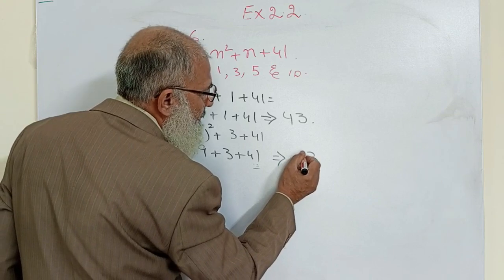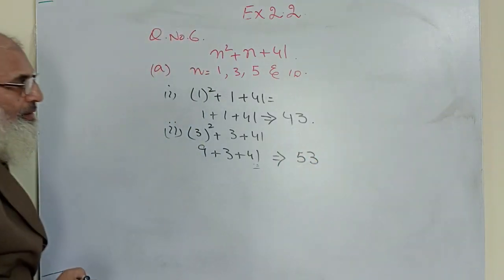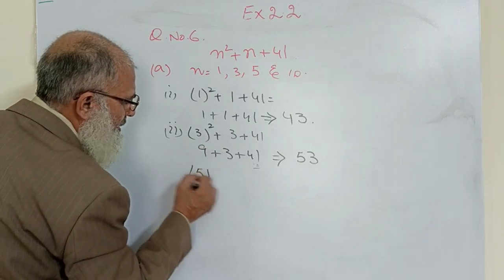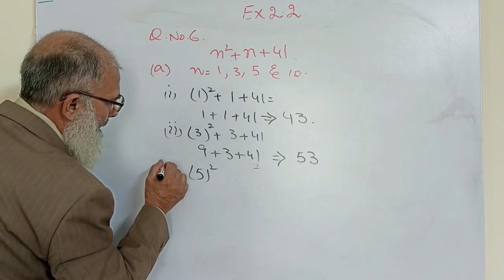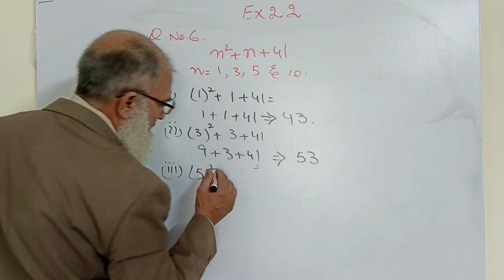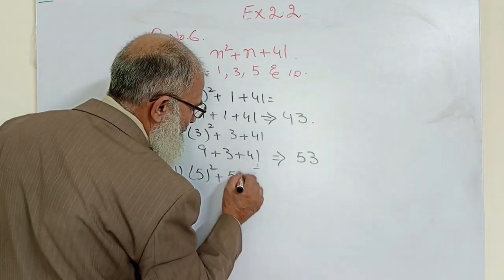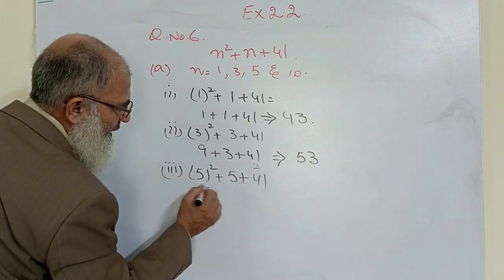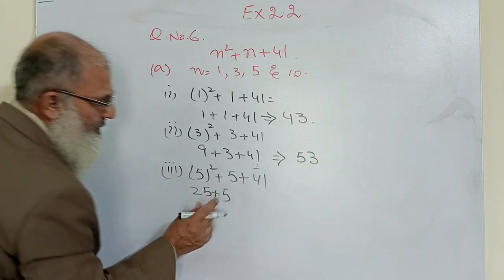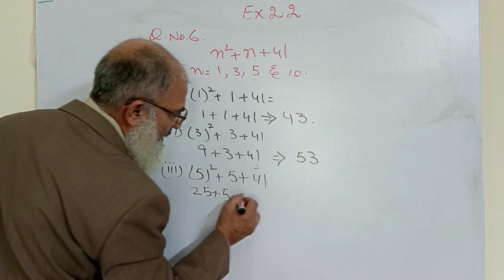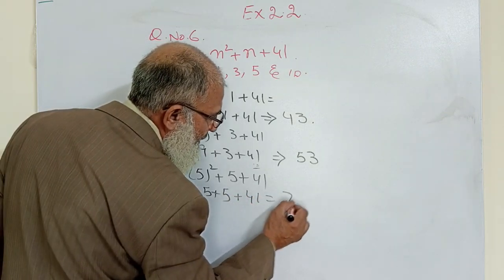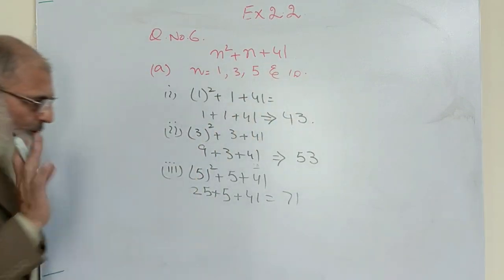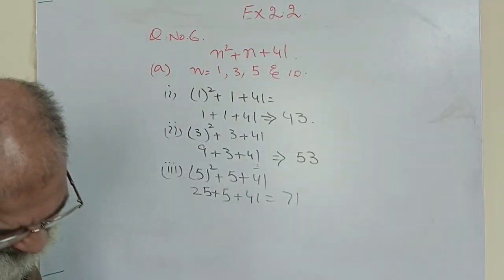3 and 53. Similarly for 5, part 3, 5 square plus 5 plus 41. It comes to 25 plus 5, 30. 30 and 41 gives us 71. And similarly for 10, you can do it by yourself.